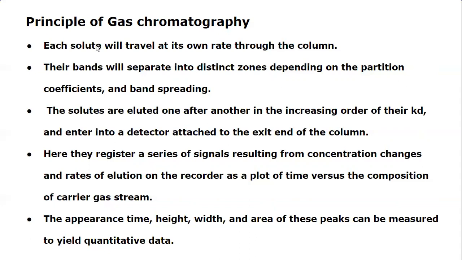That means the components show different affinities towards the stationary phase, thereby they travel some distance, so they will be separated into distinct zones. Those zones are generally known as bands. That depends on the partition coefficient value. The component which has a higher partition coefficient value will travel less distance, and the component which has a lower partition coefficient will travel more distance. Next, the solutes are eluted one after another in the increasing order of their Kd value.